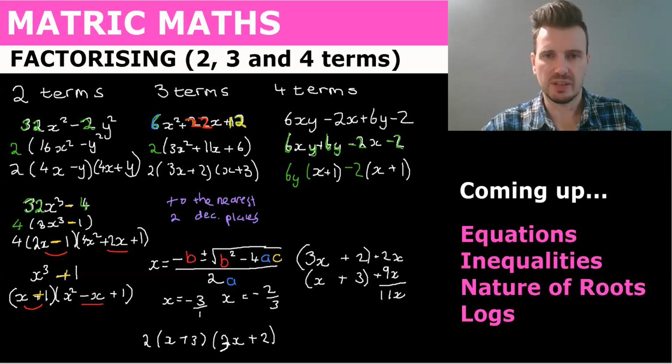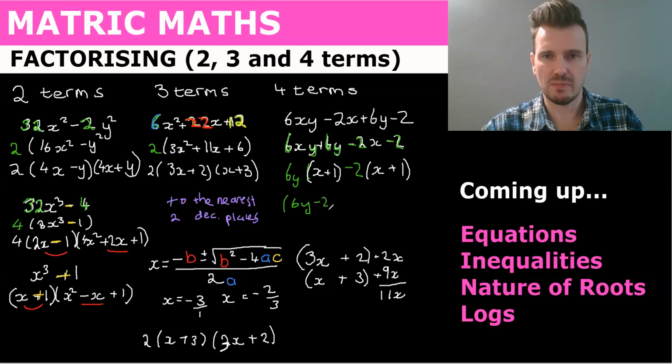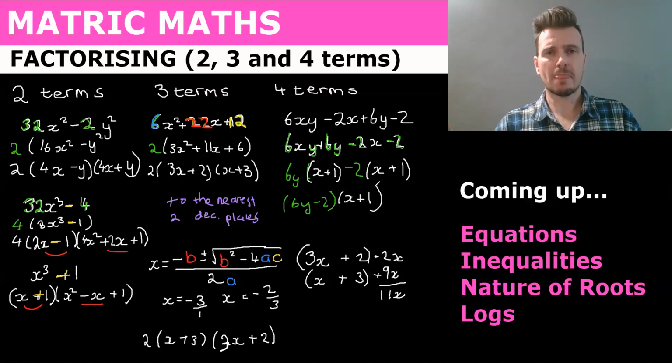And now I see in white, these are both the same. So I can say then, I'm going to keep them in the same color so we can follow, 6y minus 2 and x plus 1. Okay, so that's factorizing. And hopefully that helped you guys out.